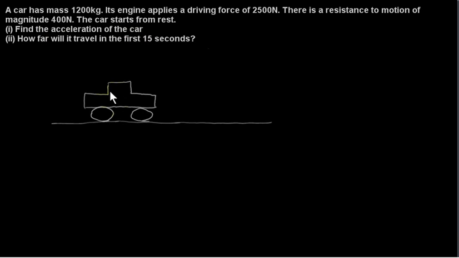Now, I'm assuming that the car is moving to the right, and I'm going to take all vectors pointing to the right as positive vectors. So let's look at the forces acting on the car. Well, we have the driving force acting on the car. That force is produced by the engine, and the driving force is pointing in the direction of motion of the car, which is to the right.